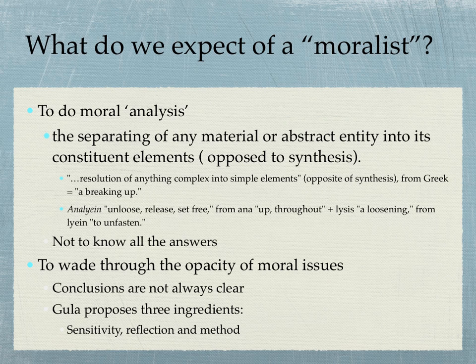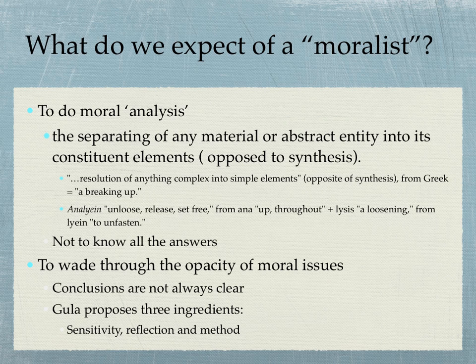Notice that word opacity. We want to wade through the opacity of moral issues. What that is to say is that some moral issues are not entirely clear. The word opacity has to do with a certain kind of obscuring of certain matters. So we need to recognize that the task of the moralist, at least according to Richard Gula, is not to know all the answers, but instead to be somebody who can wade through a kind of terrain in which not all the answers and not even all the facts are immediately clear. You can see the bullet point beneath that says that the conclusions are not always clear. Sometimes we would like to believe that we know exactly what is right and wrong and that we can apply that in all instances.